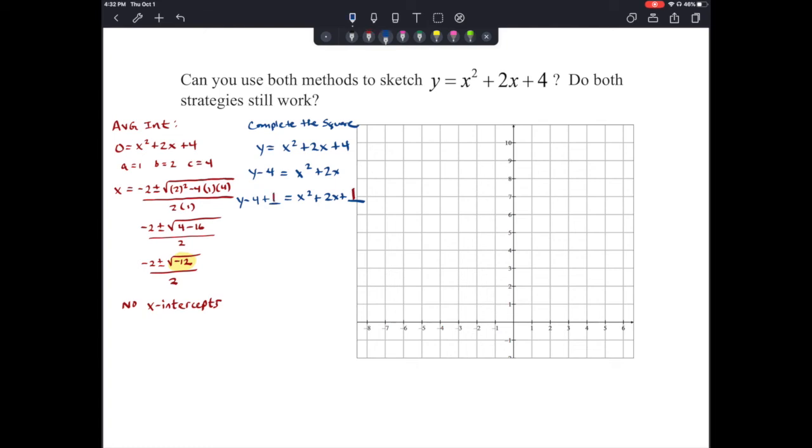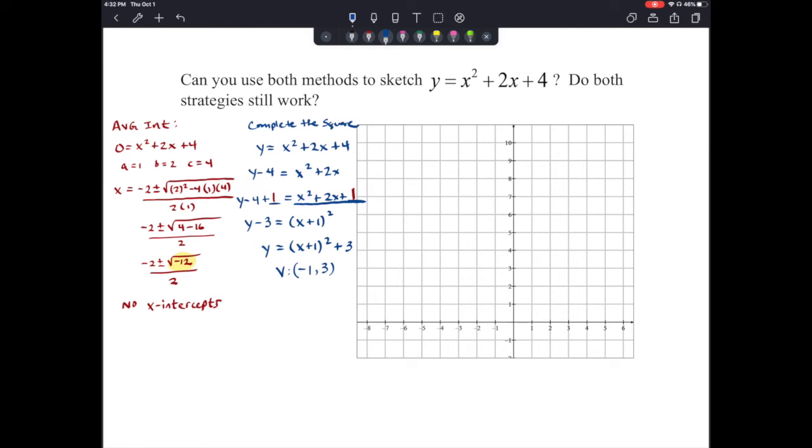So now we've got y minus 3 is equal to x squared plus 2x plus 1. What does this factor into? It should be the quantity of x plus 1 squared. So we get y is equal to the quantity of x plus 1 squared plus 3. Now that one worked out pretty easily. Now we could probably just graph it. So our vertex should be at the point negative 1, 3.